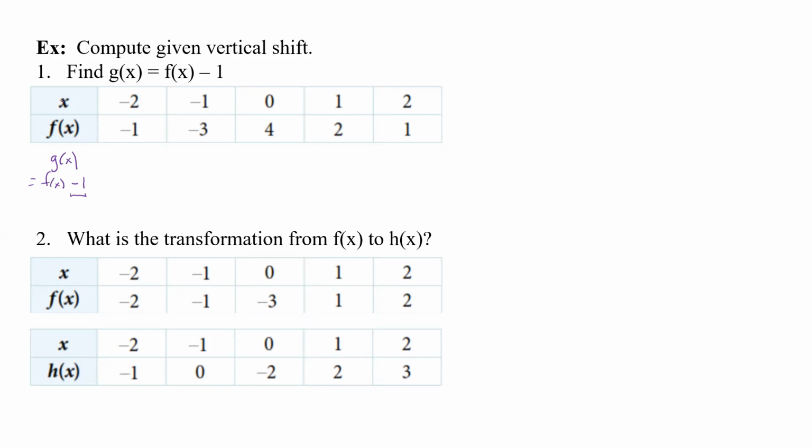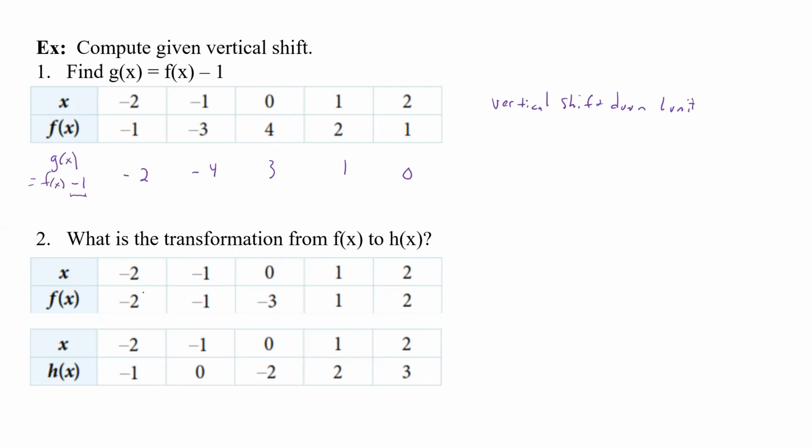So our x row stays the same. Our f of x now becomes g of x, and so we're going to subtract 1, so that would be a minus 2, that would be a minus 4, that would be a 3, that would be a 1, and then that would be a 0. Okay, and again, remember, this is a vertical shift down 1 unit.